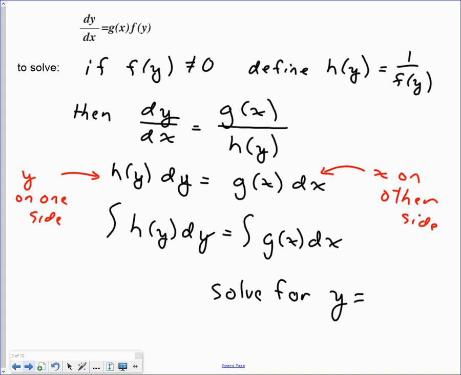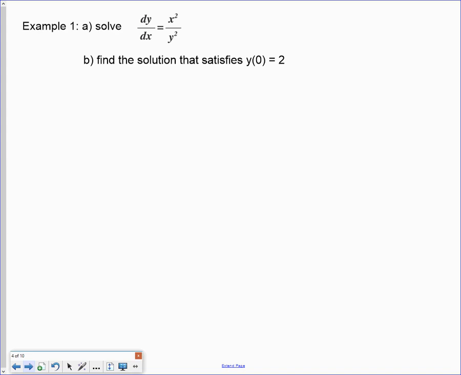Okay, so let's take a look at how this looks in practice here. Okay? We want to solve the differential equation dy/dx equals x squared over y squared. Okay, so what makes this a differential equation? We have got an equation here involving x, involving y, and the derivative of y with respect to x. Okay? So first we'll find the general solution to this differential equation, and then we'll go ahead and we'll find the specific solution, just like we did back when we were working with antiderivatives.